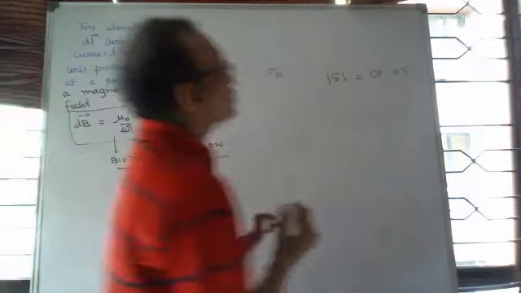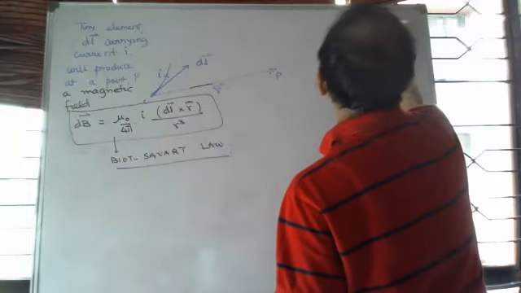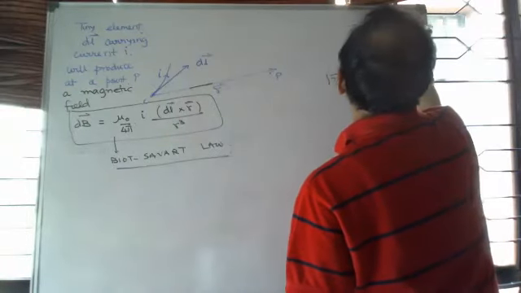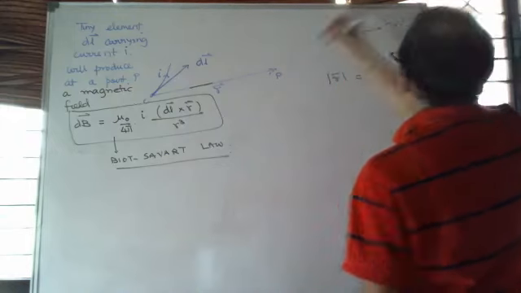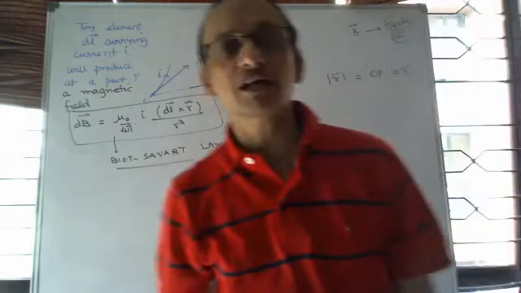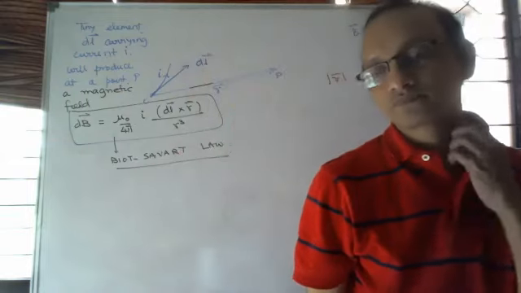By the way, the unit of magnetic field, I'll discuss that, is measured in what's called Tesla. SI unit is Tesla. Tesla is the SI unit of magnetic field.